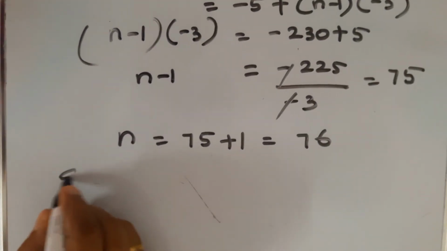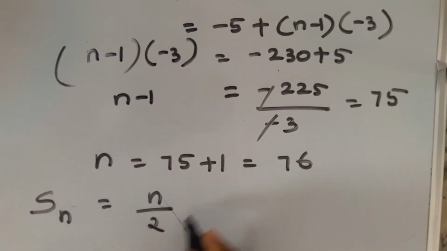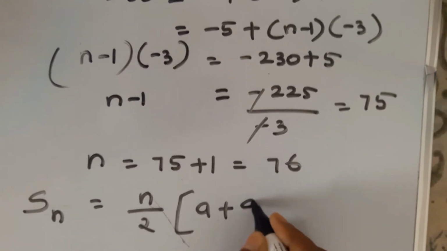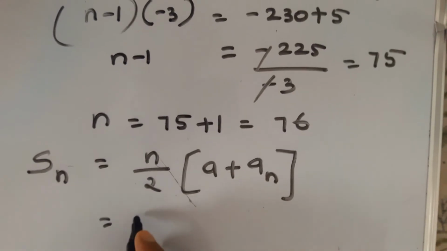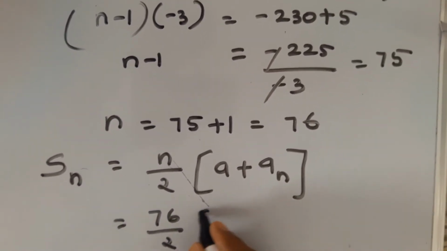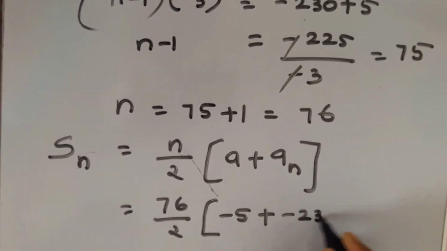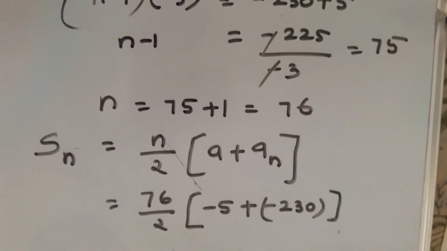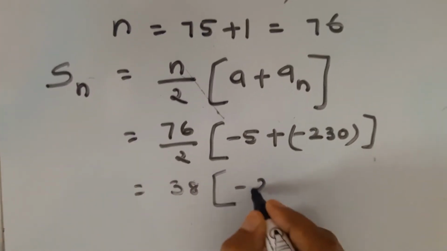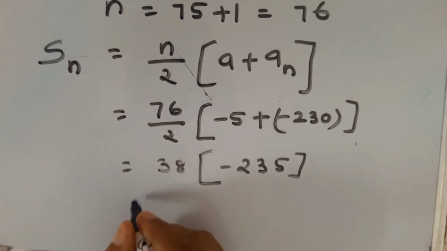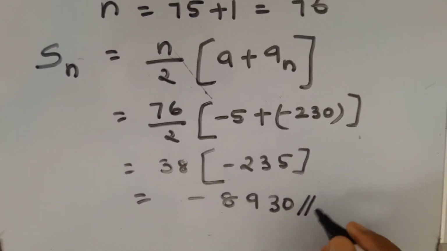After you know n, what should you do? Find the sum of the n terms. So which formula will we use here? n by 2 into a plus an. Why are we using this formula? Because we already know the an term. So now substitute. This is 76 by 2 and a is minus 5 plus an is minus 230. Now simplify this. 76 by 2 is 38 and this will become minus 235. Multiply them. This is minus 8930. Okay, so this is over.